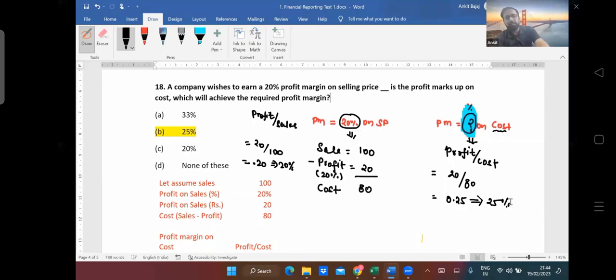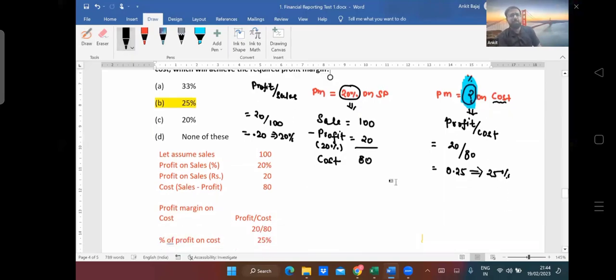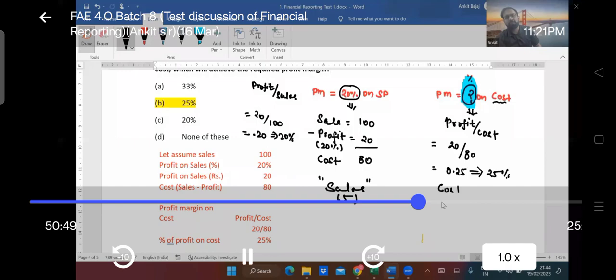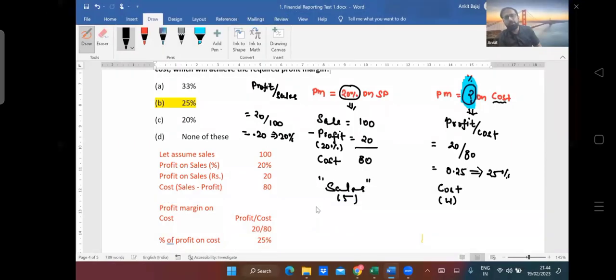Or there is another method. What's the other method? Now, this is not quite a professional method, but still you can find out the answer and it is quite easier. If I talk about sales, there are 5 alphabets in SALES, right? If I talk about cost, there are only 4 alphabets.